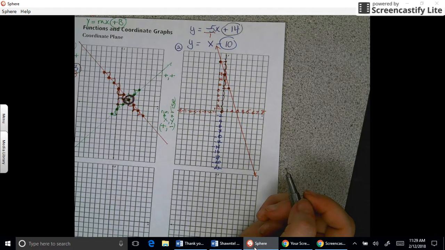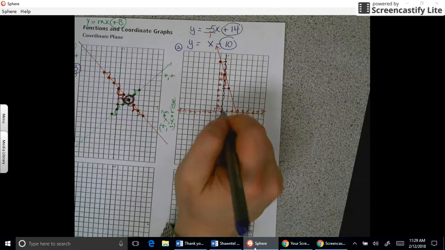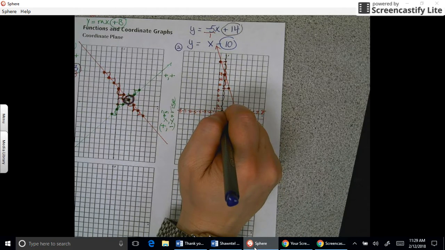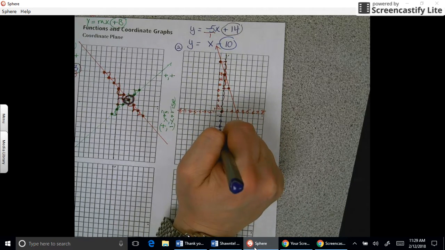Okay. So now I'm going to go back to my origin, because when you're starting a new equation, everything starts at the origin. And I'm going to go down -10 and put my dot. That's my y-intercept.